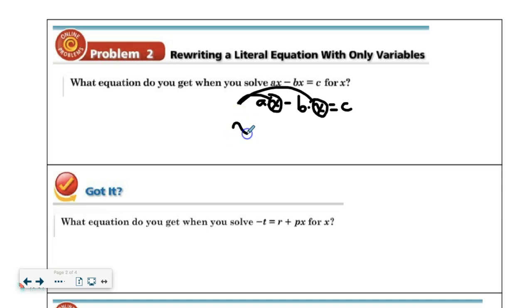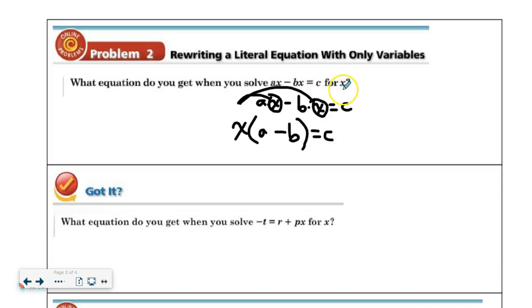So I'm going to have x on the outside of a set of parentheses with a minus b on the inside, because those are the two things that are being multiplied by x, right? If I did the distributive property, I would share the x with the a, I would share the x with the b, and it would take me right back here to ax minus bx. So I'm just undoing the distributive property, if you will, and equals c is the same.